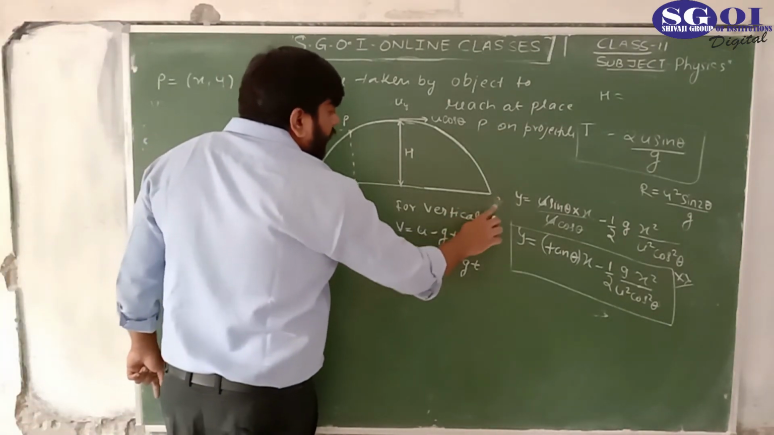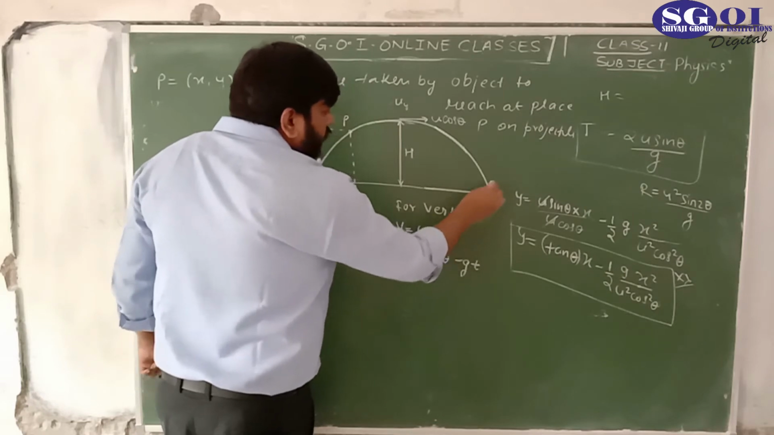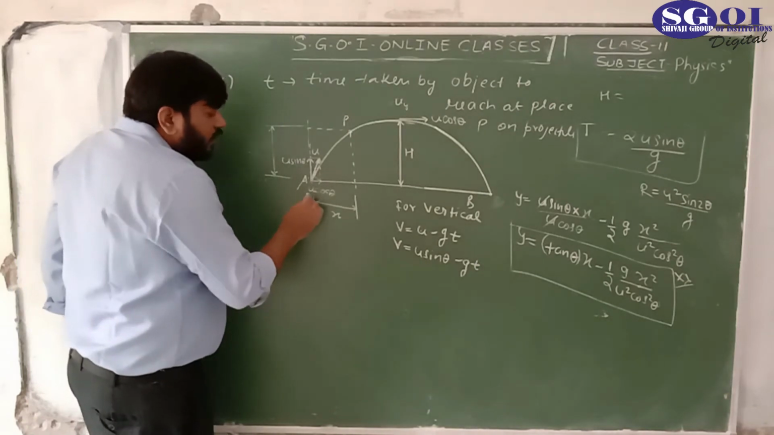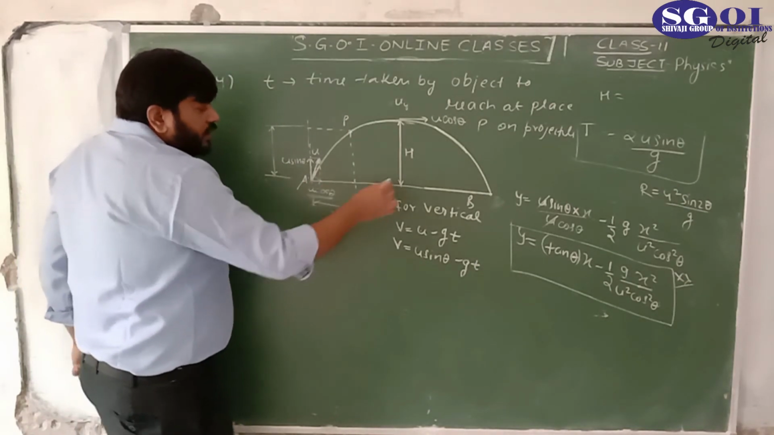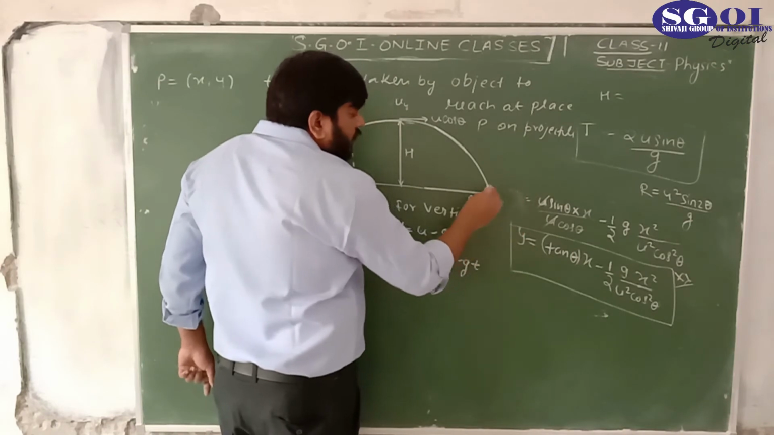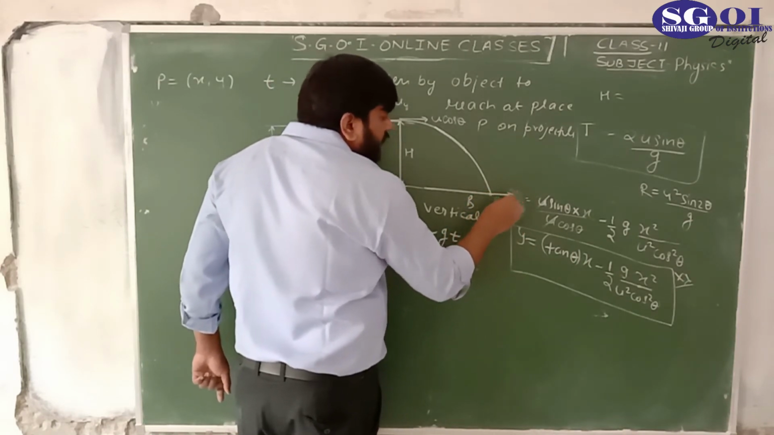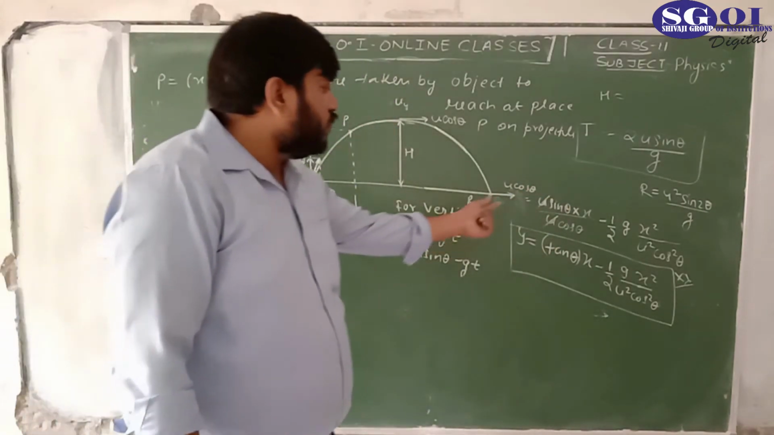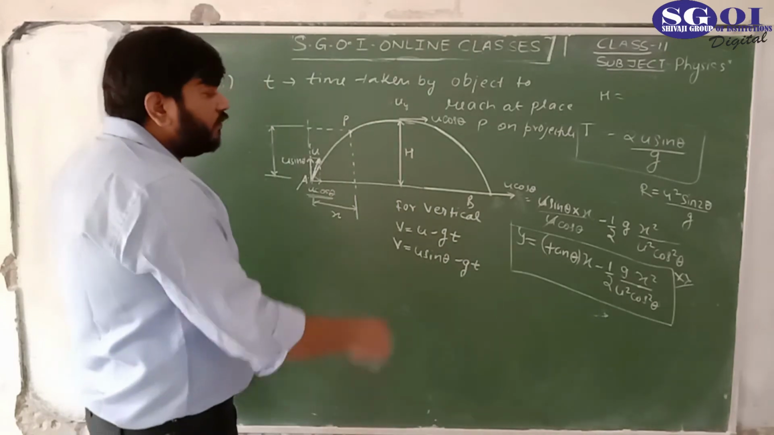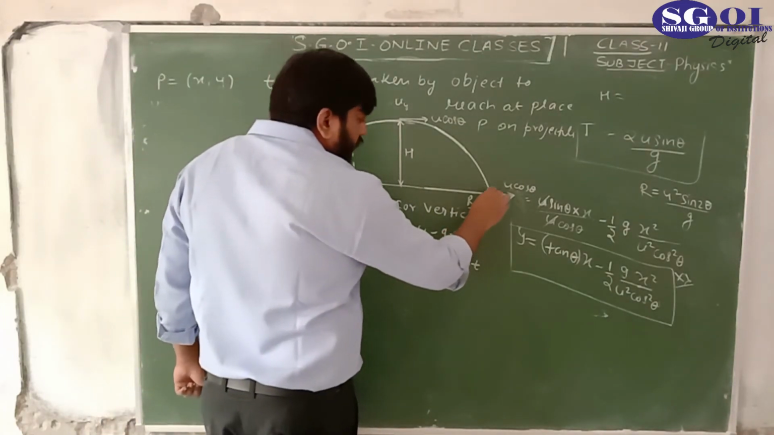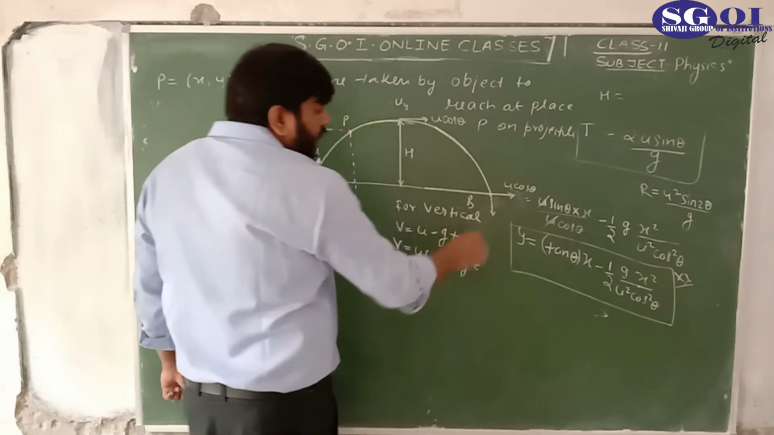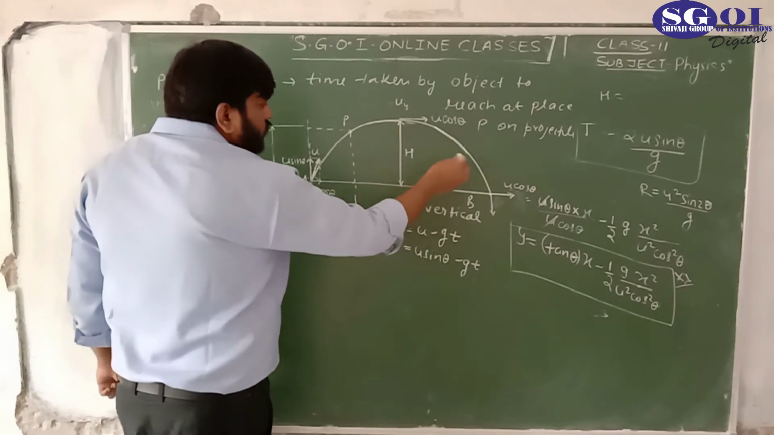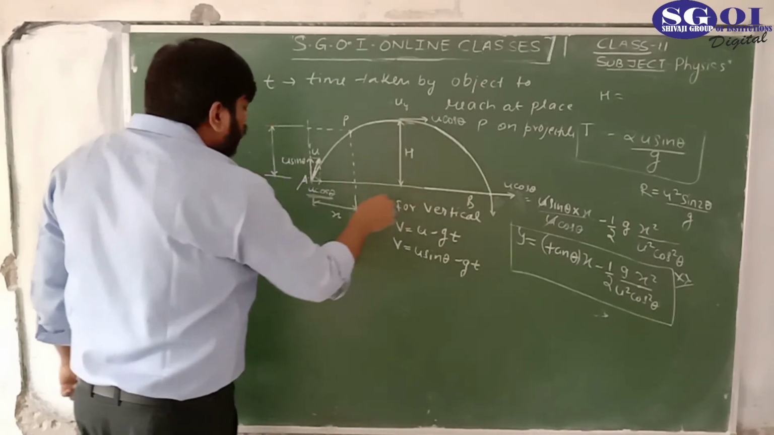So what is the angle at this point? Let's see. We know that the horizontal velocity u cos theta is not changing. It means at this point the horizontal velocity is as it is, u cos theta, in the same direction and magnitude. And what about the vertical component? The vertical component is in this direction, and we have to find it. We can find this vertical component by the downward case.